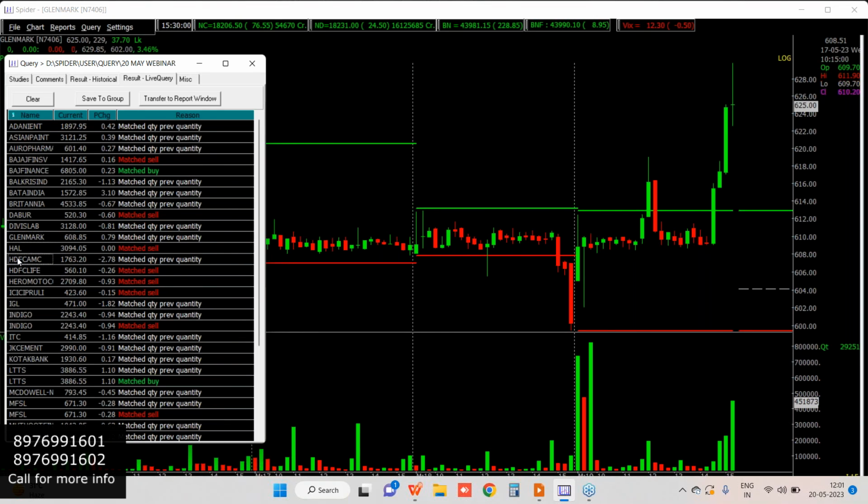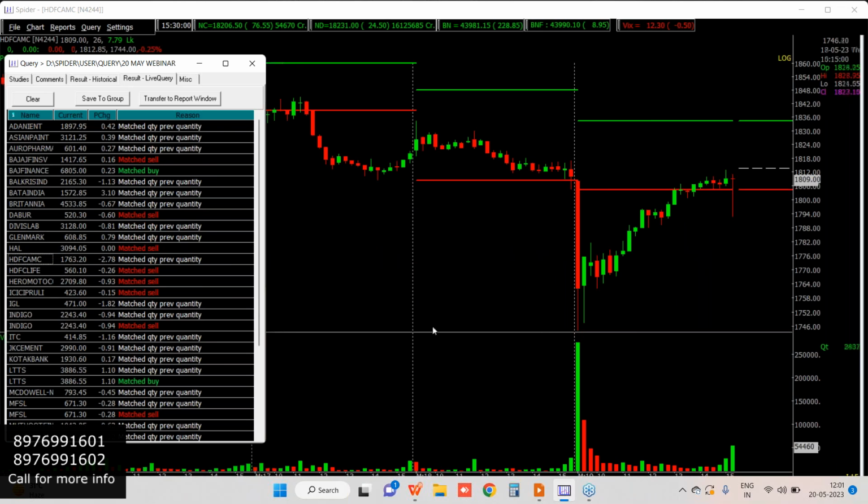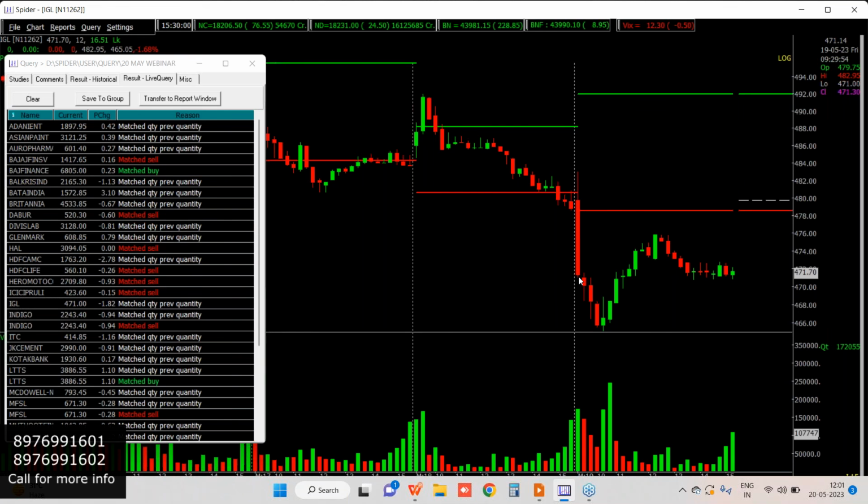HAL we already discussed in the match cell. HDFC AMC, the low and high was not breached in the next 2 to 3 candles, so no trade over here. Then we have IGL. Again, you can see a proper 3 to 4 15-minute candle in the downtrend.